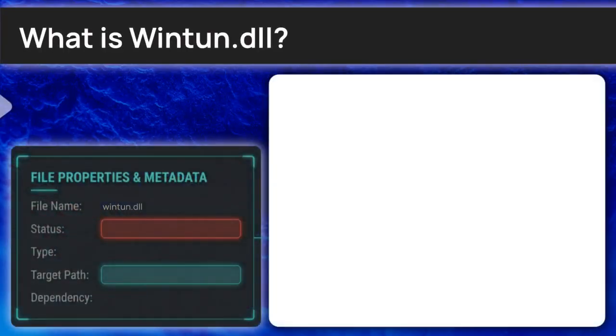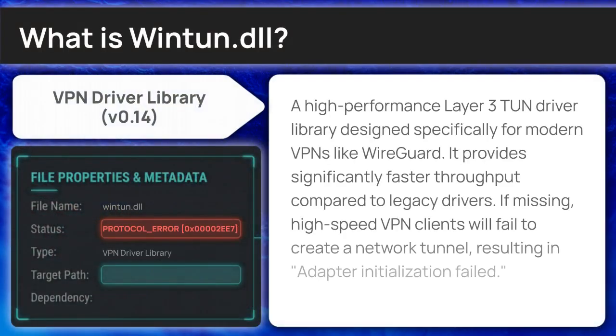This is the Windows TUN Interface Library, a high-performance Layer 3 TUN driver library designed specifically for modern VPNs like WireGuard. It provides significantly faster throughput compared to legacy drivers. If missing, high-speed VPN clients will fail to create a network tunnel, resulting in adapter initialization failed.